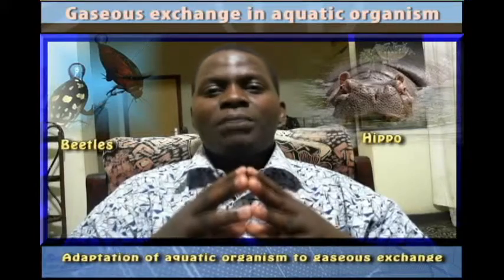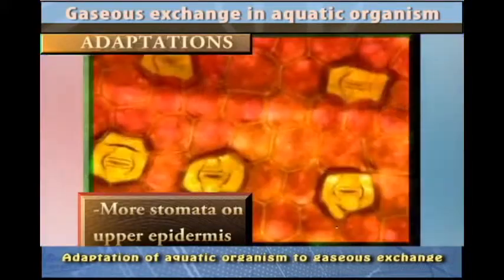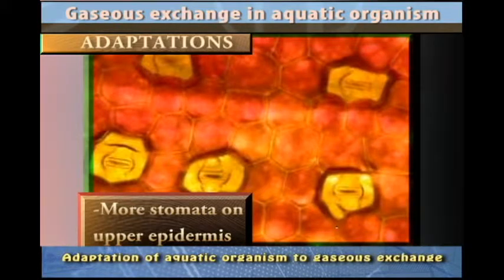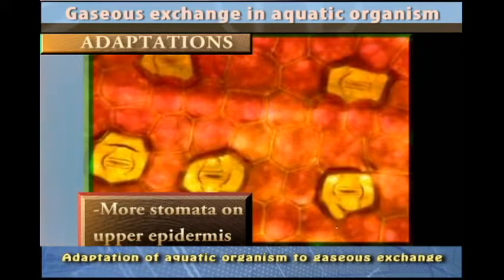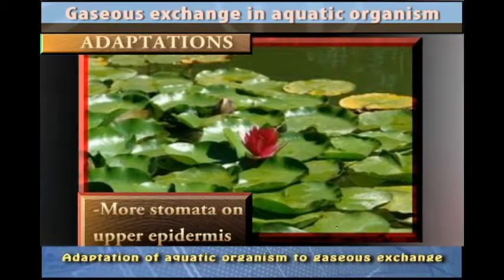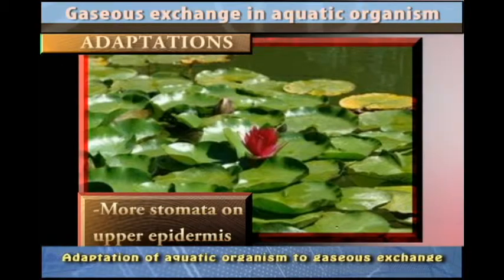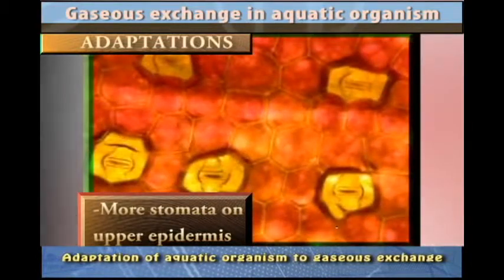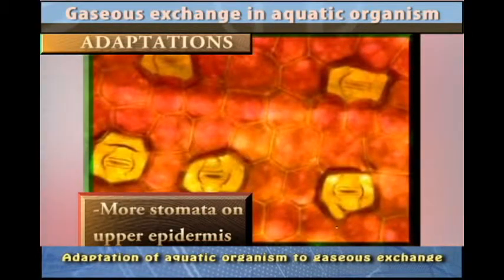Now for the case of the plants, you'll find that they have more stomata on the upper epidermis than the lower epidermis, because the lower epidermis is in contact with water and oxygen does not easily diffuse out of water into the leaves, so they have more stomata on the upper surface than on the lower surface.